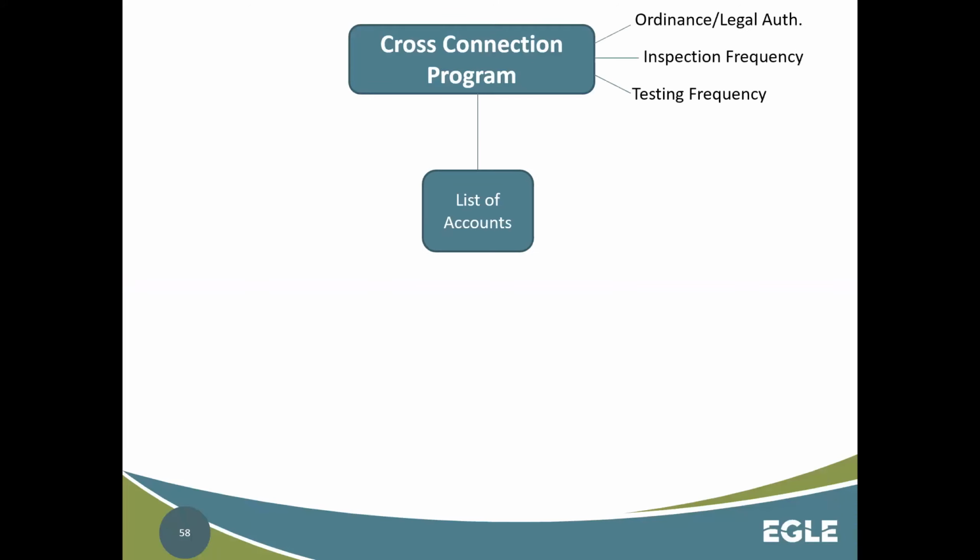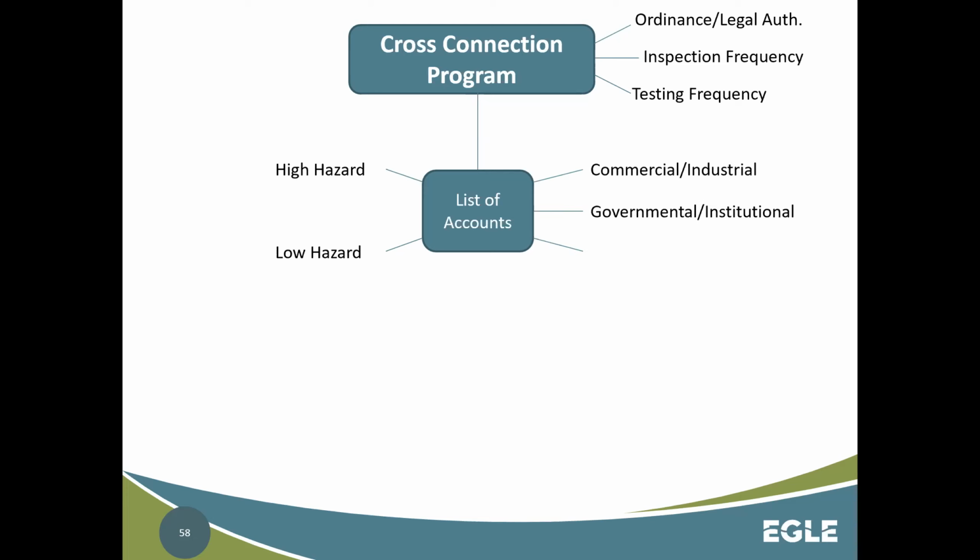All right, a cross connection control program. There's ordinances that you need to have because that is required by the Safe Drinking Water Act. That will specify inspection frequencies and testing frequencies. There's high hazard and low hazards. You have your different list of accounts: commercial, industrial, governmental, institution. And then the biggest one, unfortunately, is residential. That is the one that most cities are lacking on, is the residential list of accounts, because there's only so much you can do, right? And only so much you can see. Residential is huge, and it's becoming more and more of a threat to the water system than ever before.